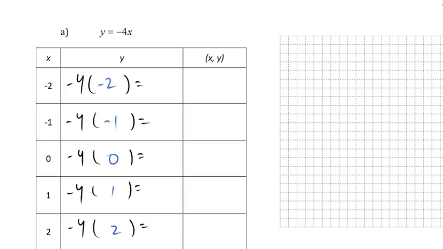Not negative 8. Positive 8. What's negative 4 times negative 1? 4. Negative 4 times 0. Negative 4 times positive 1. Negative 4 times positive 2.